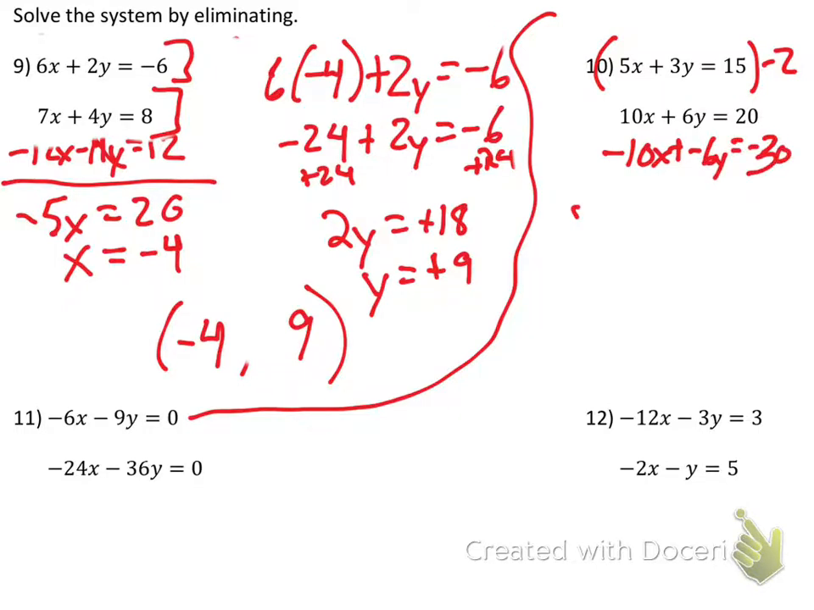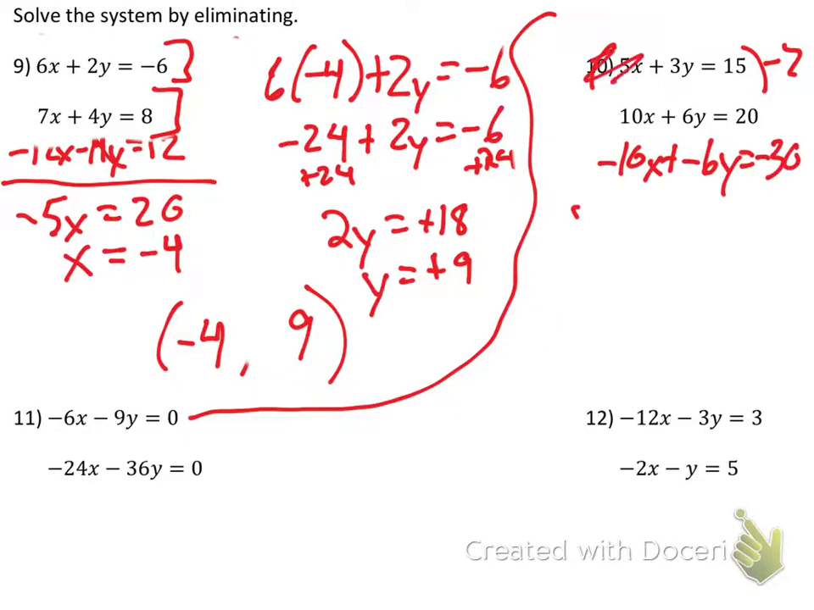What you could also do is try to match up the y's. So I would know that I would need to multiply the top one by, again, negative 2, and that would give me negative 10x plus negative 6y equals negative 30.